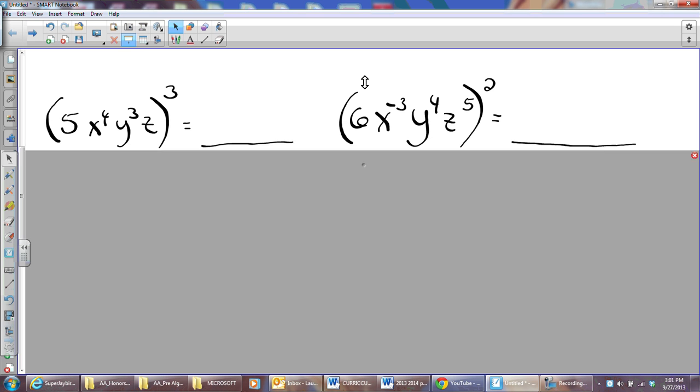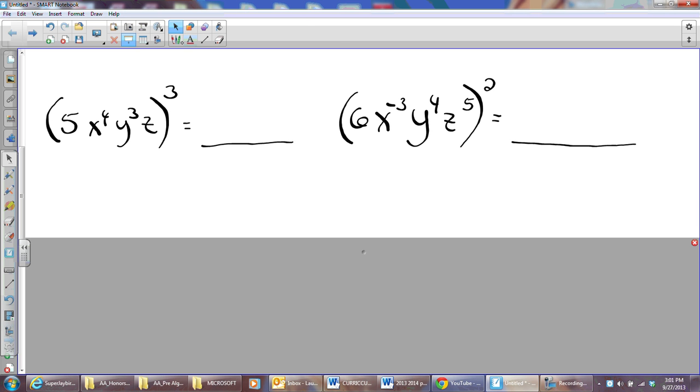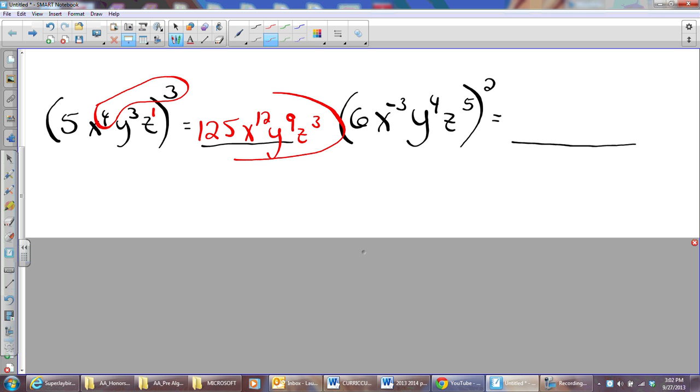Okay. Let's do this one. Ooh, it's getting a little bit uglier. I would suggest, first of all, on this quantity of 5x to the 4th y cubed z, to put a little 1 in its place, right there. And I'm going to do it really quick. 5 cubed is 125. X to the 4th cubed is going to be x to the 12th. I wonder how I got 12. Y cubed is going to be y to the 9th. And then z to the 1st cubed will be z cubed. Are you catching on?